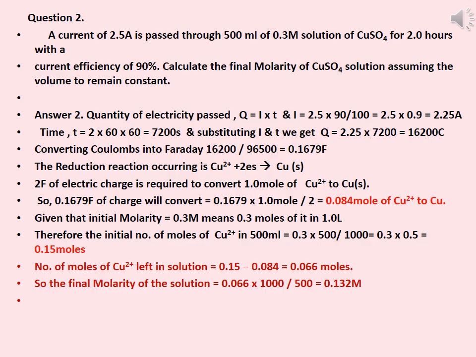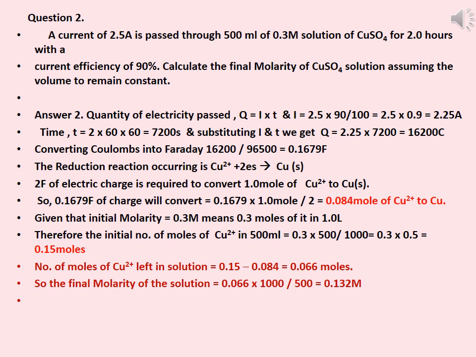It is mentioned in the problem that the initial molarity is 0.3 M, which means that 0.3 moles of copper sulfate are present in 1 liter of the solution. Therefore, the initial number of moles of copper ions in 500 ml would be 0.3 into 500 by 1000, or 0.3 into 0.5, which is 0.15 moles. Therefore, the initial number of moles is 0.15.